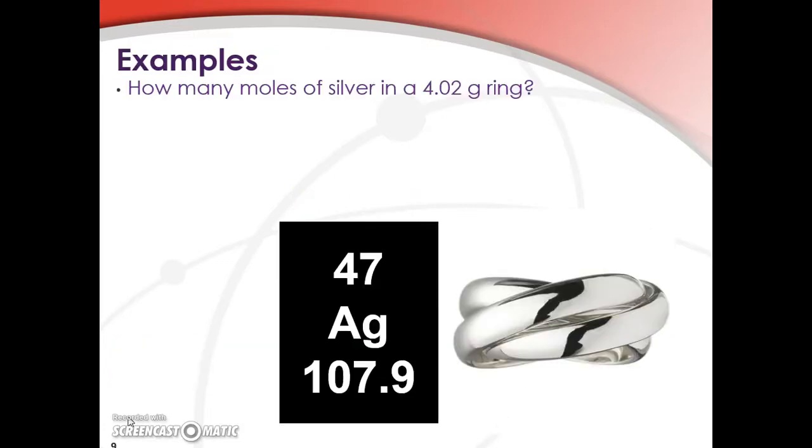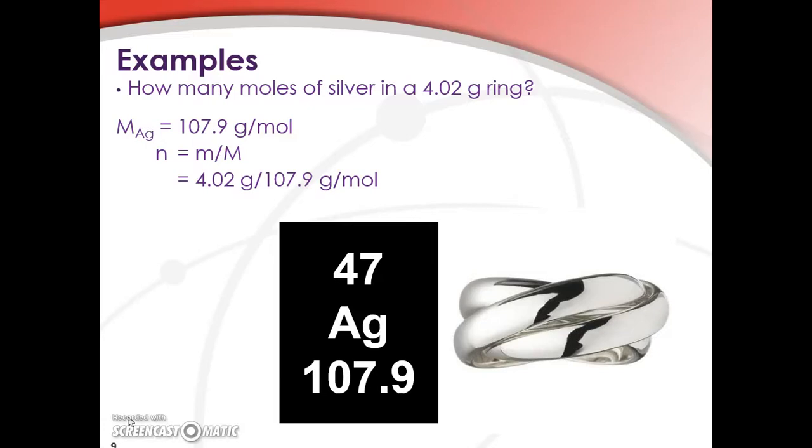So a quick example. Let's say we've got a 4.02 gram silver ring, and we want to know how many moles are in it. From our handy periodic table, the molar mass for silver is 107.9 grams per mole. Use our equation, and we can get 4.02 grams divided by 107.9 grams per mole gives us 0.0373 moles of silver. Pretty straightforward.